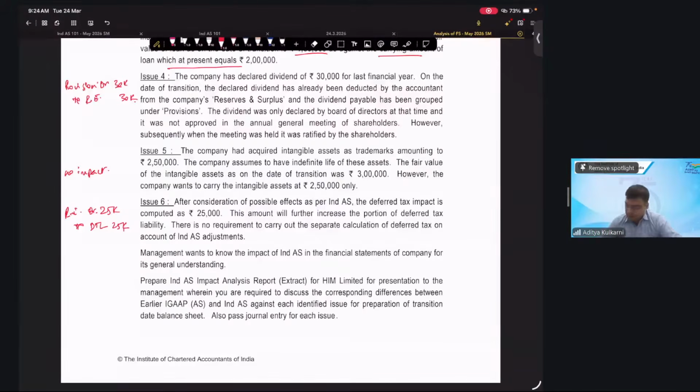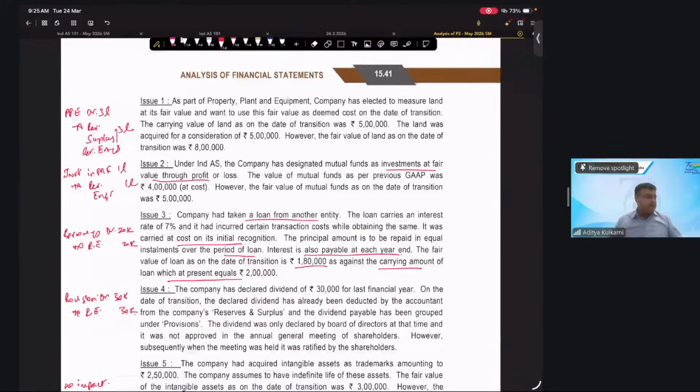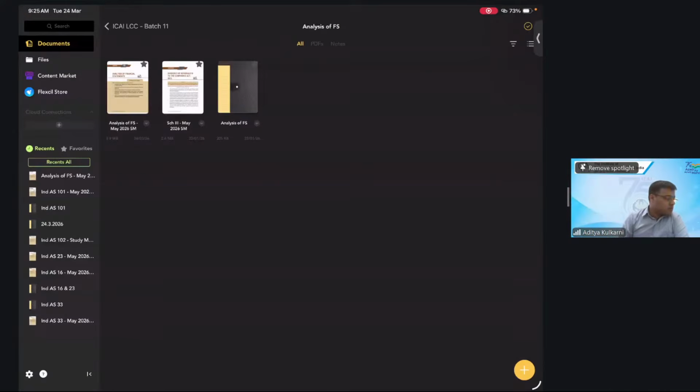Are we okay? Management wants to know the impact of Ind AS in the financial statements of the company for its general understanding. Prepare an Ind AS impact analysis report, wherein you are required to discuss the corresponding differences between earlier GAAP and Ind AS against each identified issue for preparation of the transition date balance sheet. Also pass the journal entry for each issue. Okay, so I think we have covered this in totality, right? No doubts. So let us move on to the next one.